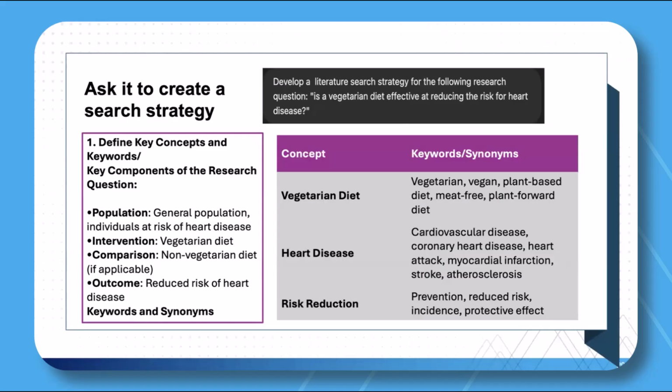It says, develop a literature search strategy for the following research question. Is a vegetarian diet effective at reducing the risk of heart disease? It was able to define the main concepts of the research question, as noted in the gray box, and for each concept provided a listing of keywords, phrases, and synonyms. It was also able to break down the research question using the PICO framework. PICO is often the framework that's used for health research.